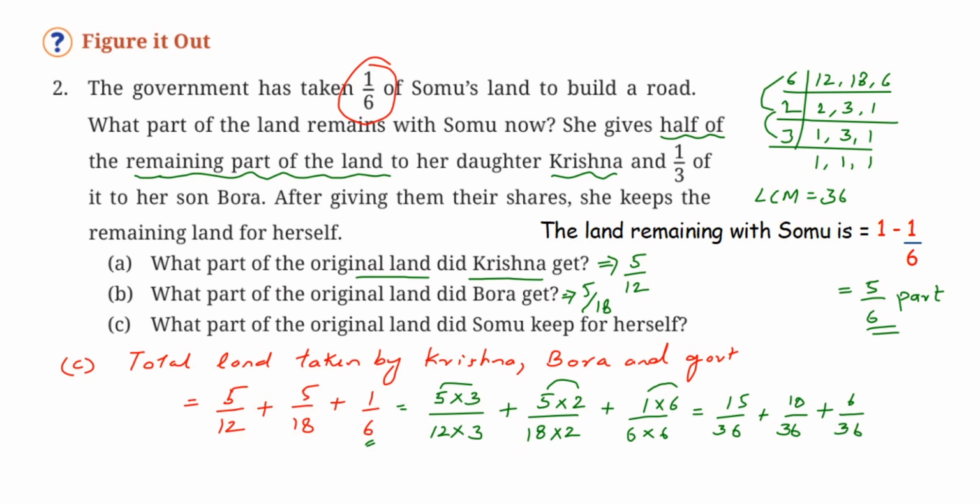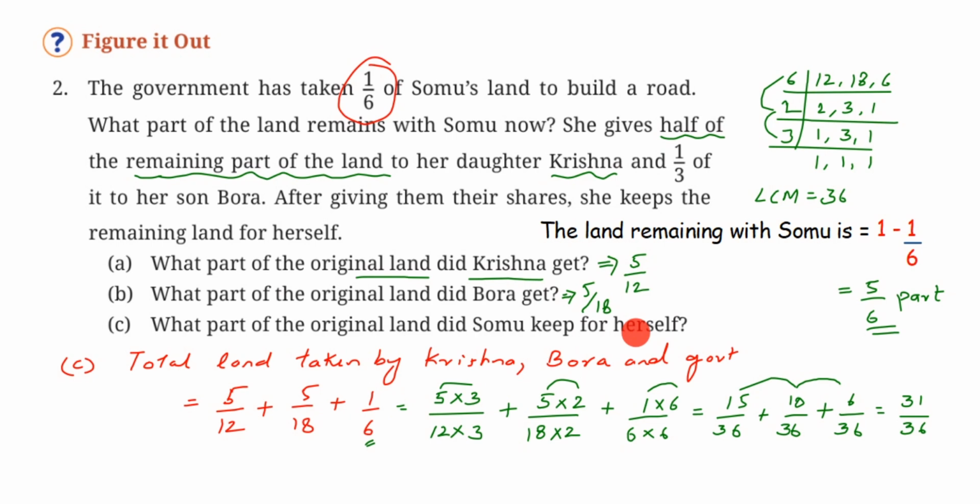Now you can see that all the fractions are like fractions. We can add the numerators. Keep the denominator the same. It will be 36. Now you just have to add the numbers in the numerator. Now add the numerators. 15 plus 10 is 25, 25 plus 6 is 31. So we get 31 by 36. This means if we divide the land into 36 equal parts, she gave away 31 parts to her son, daughter and the government. Now we have to find the remaining.